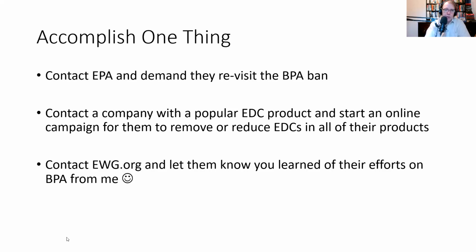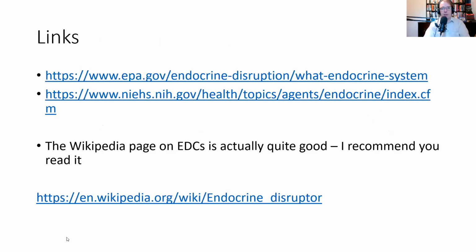The Environmental Working Group has done a great job trying to hold EPA's feet to the fire. They did issue a ban on it, but it doesn't have any teeth and it's not being enforced whatsoever, right? So you can contact a company, like I said, with a popular EDC-containing product, start an online campaign, ask them to reduce or remove it, and contact the environmentalworkinggroup.org and let them know you learned about their efforts in fighting with the EPA over the past decades to ban BPA. And let them know that you heard from me. I want them to know that I'm out here promoting the organization. I don't have any affiliation with them.